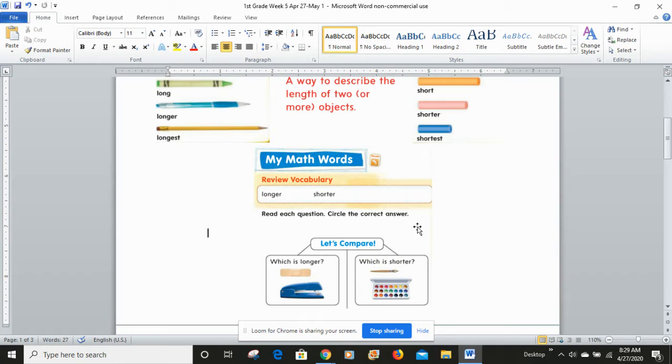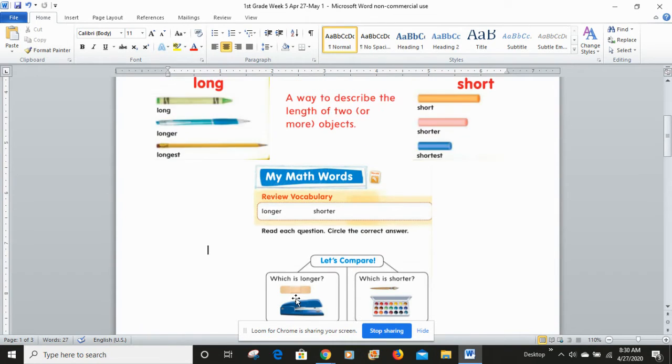So let's come down and take a look at this. Here we have the word longer and the word shorter. Read each question, circle the correct answer. So this question says, which is longer? Is it the Band-Aid or the stapler? And if we remember, longer is the bigger of the two, lengthwise. So which one is longer? The stapler is longer than the Band-Aid.